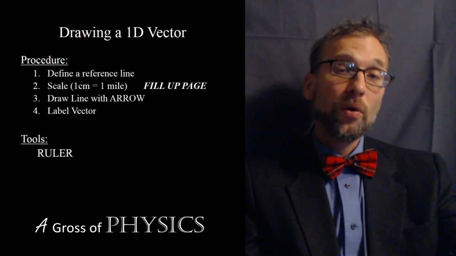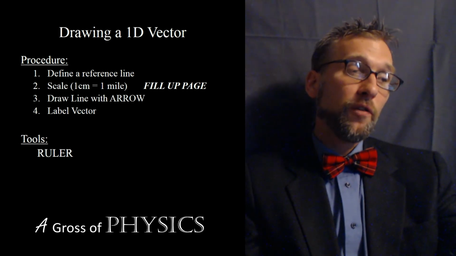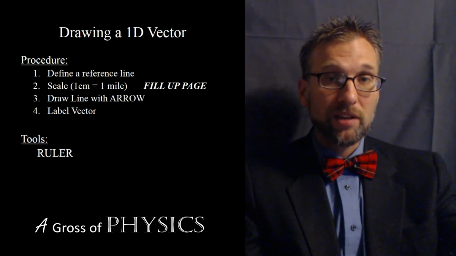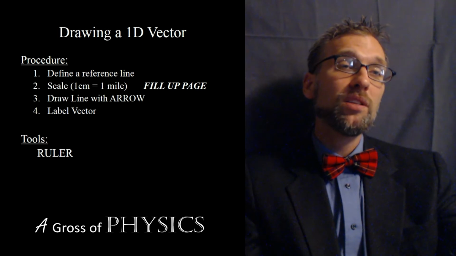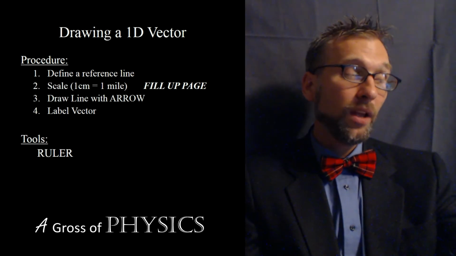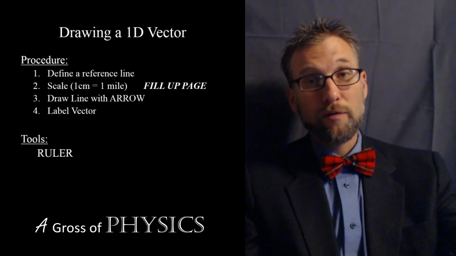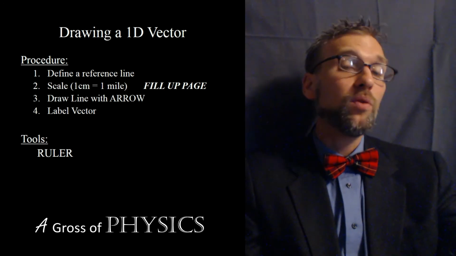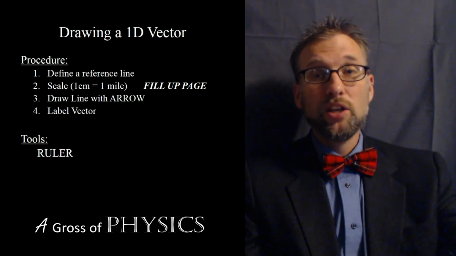Now, when we're drawing a one-dimensional vector, we're going to start with 1D vectors and then move to 2D vectors. What we're going to have is a procedure. And the procedure for now is something you should write down, you should follow, so you can click through and make sure that you have each step. But ultimately, this will be something that will become second nature to you. What you'll do is define a reference line. Then we're going to set a scale. Typically, 1 centimeter equals whatever the unit is that you have.